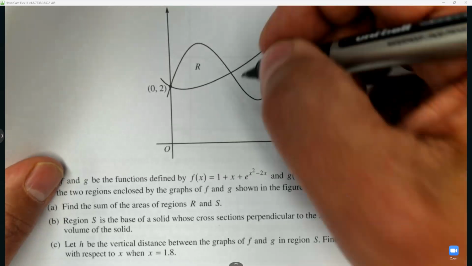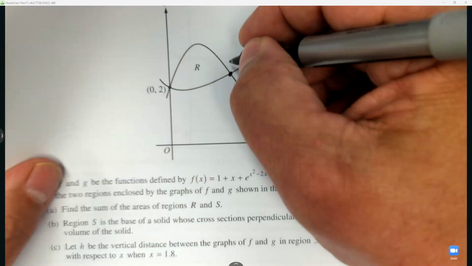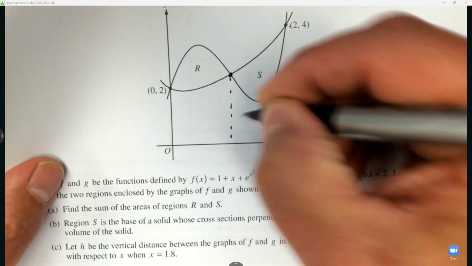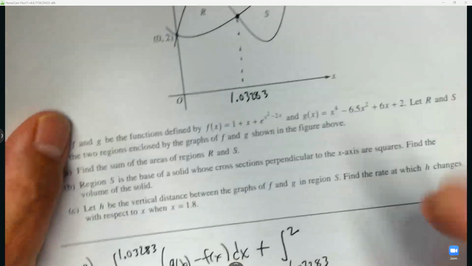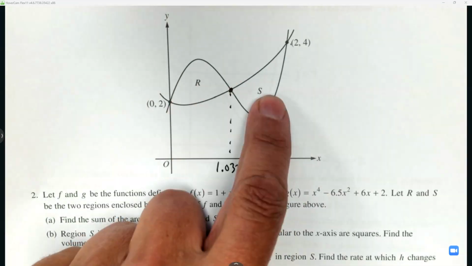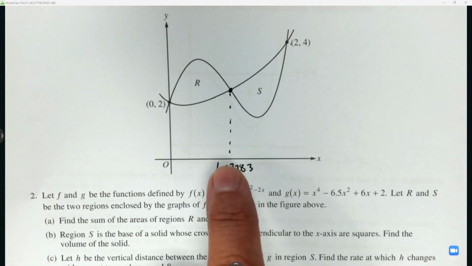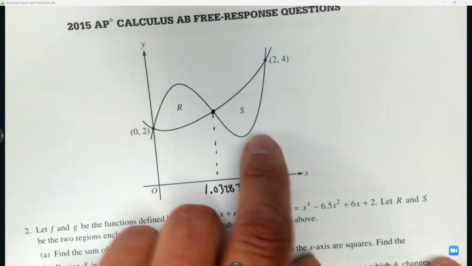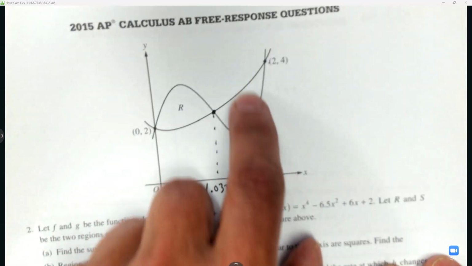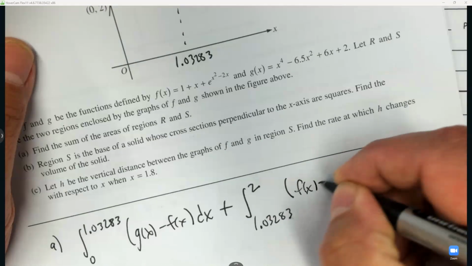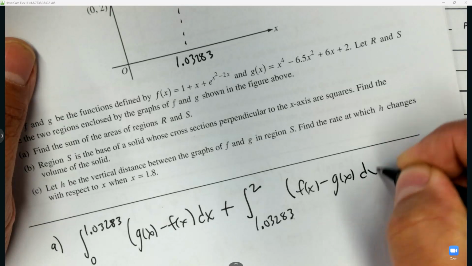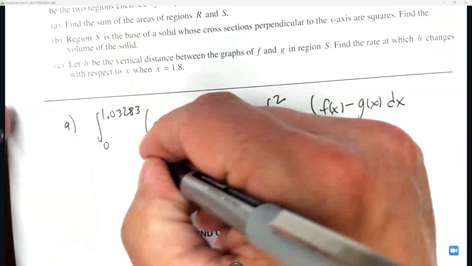So there's the x coordinate. So we found this right here to be 1.03283. So we have two areas, from 0 to here and from here to 2. And we've got to switch what's on top. So for area S now, f at x is on top and g at x is on the bottom. So it's top subtract bottom. And now we're going to type this in and get our answer.